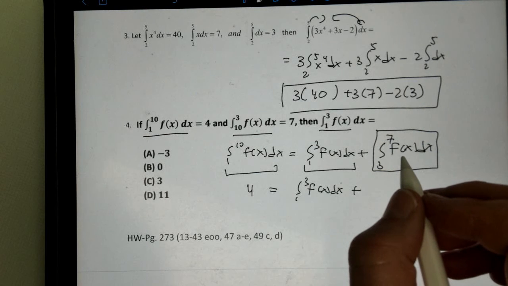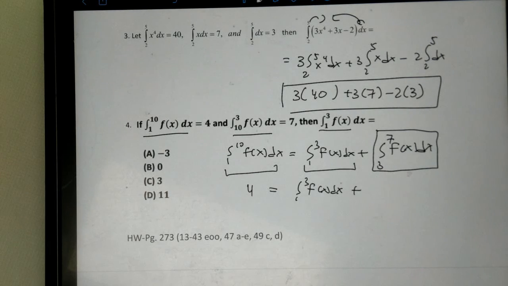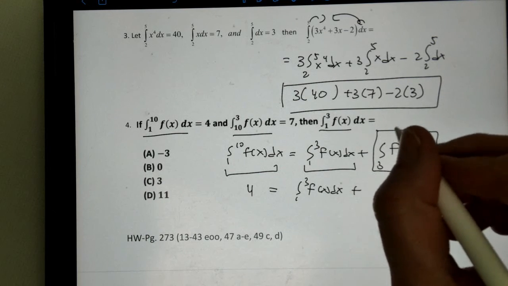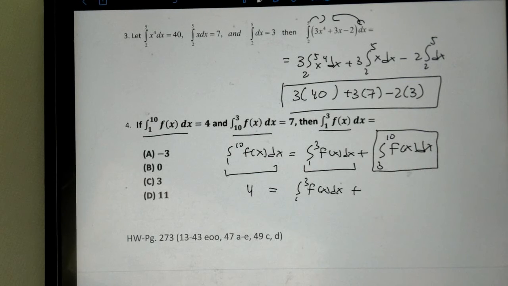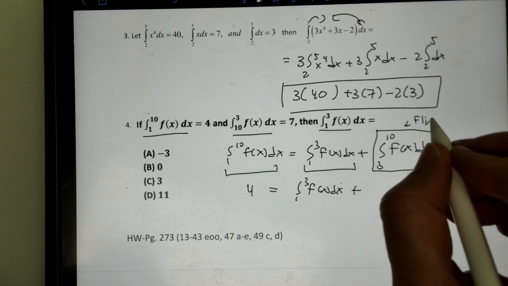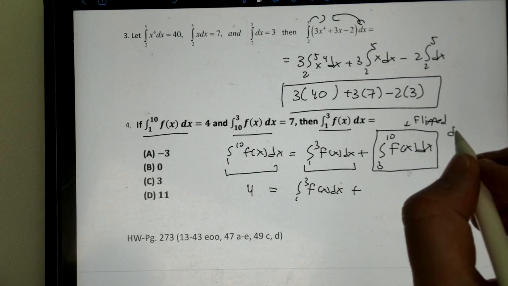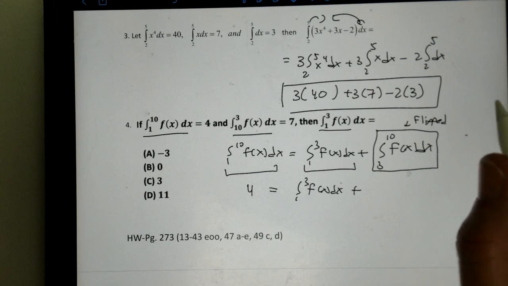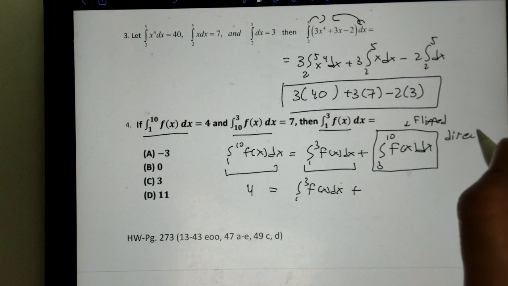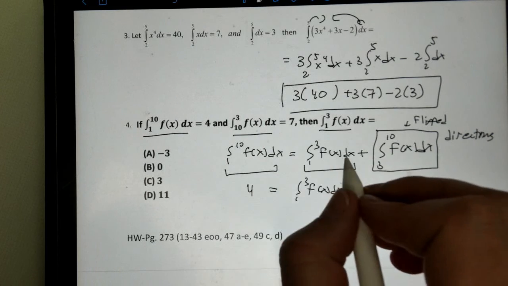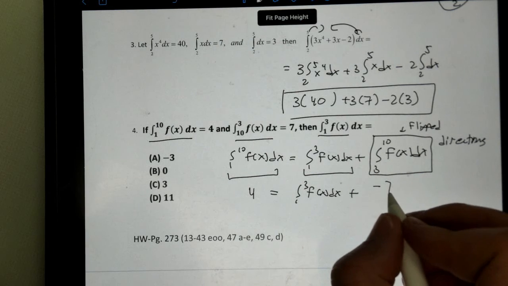Notice, first of all, this should be from 3 to 10. I know we had some comments on the video on that one. That should be 3 to 10. But even better, notice we switched. We flipped directions, or switched directions. So what does that mean for us? We flipped directions, which means we have to change our signs. So instead of this being a 7, this has become a negative 7.